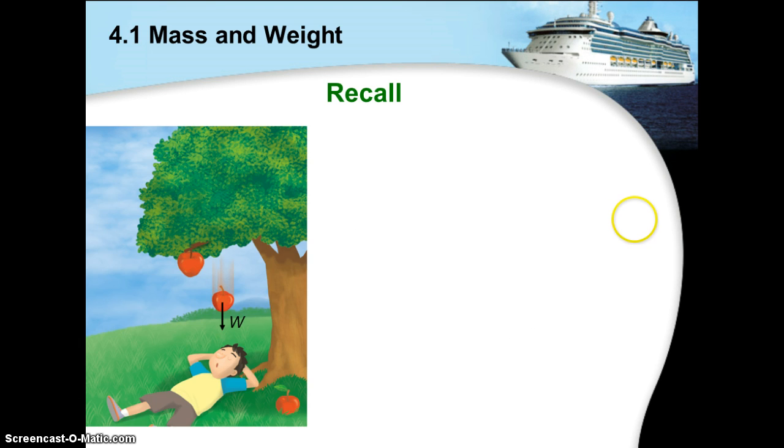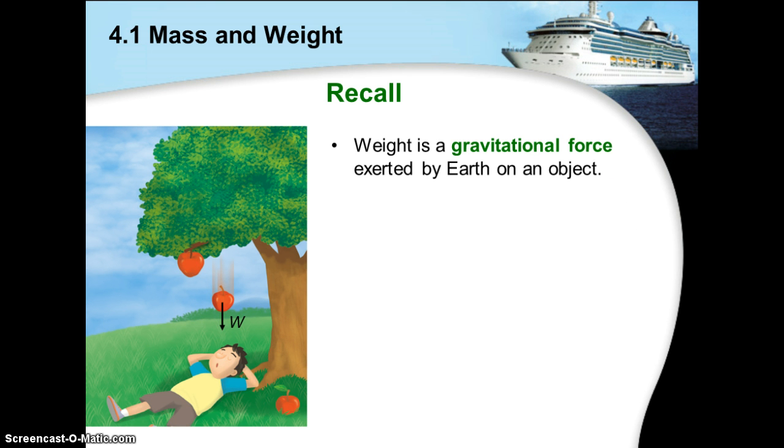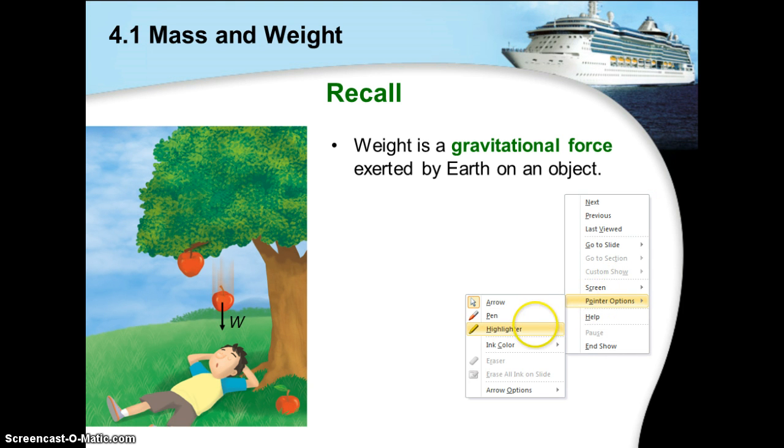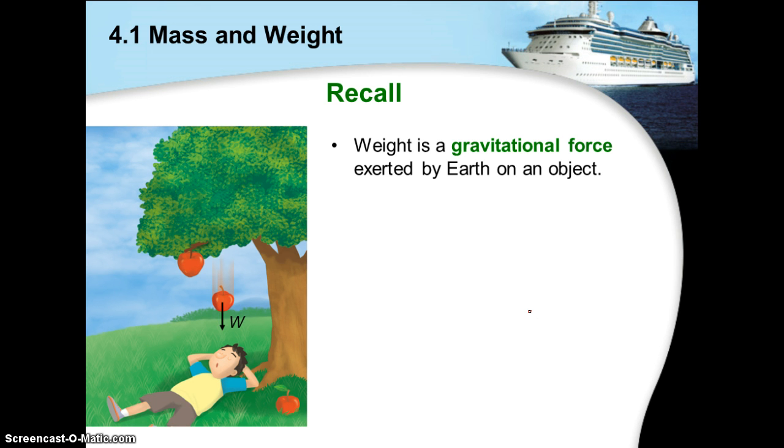Now let's recall. Weight is a gravitational force exerted by Earth on the object. I went through this with you before: gravity always acts towards the center of the Earth. So if you are standing here, you are always pulled down by gravity towards the center of the Earth. So gravity is actually a force exerted by the Earth on the object, be it a human or a ball or a box, it doesn't matter. It always acts towards the center of the Earth.